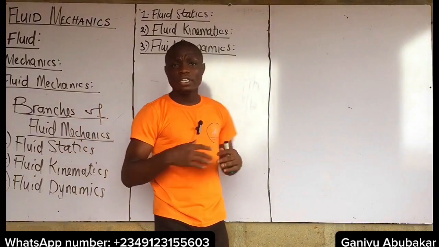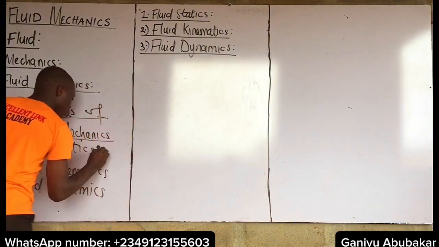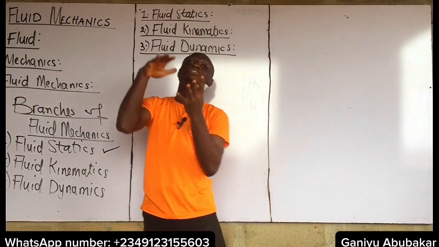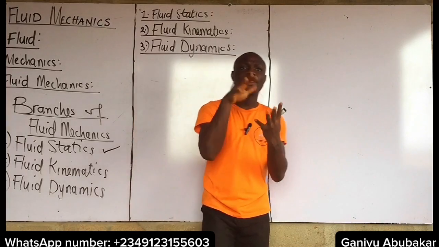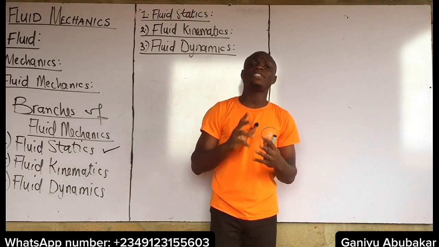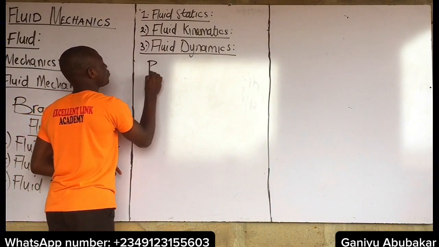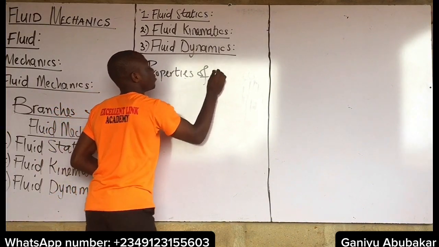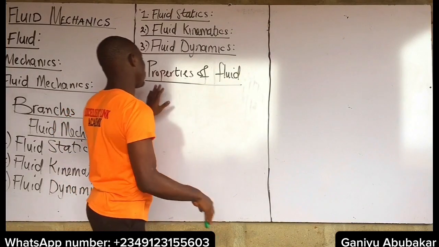So having defined the three main branches of fluid mechanics, let's start with fluid statics. When a fluid is static, that is at rest, what are the properties of such fluid? When a fluid is static at a position, what are some of the special properties that the fluid possesses? So let's consider the properties of fluid.